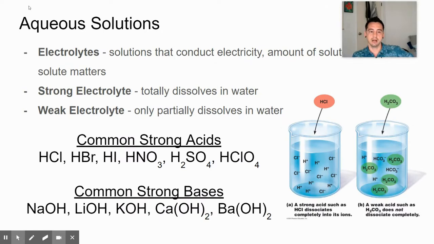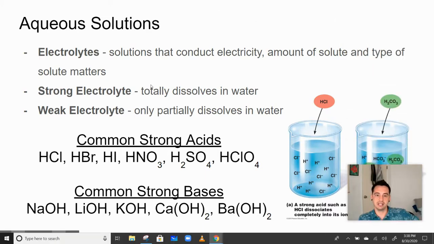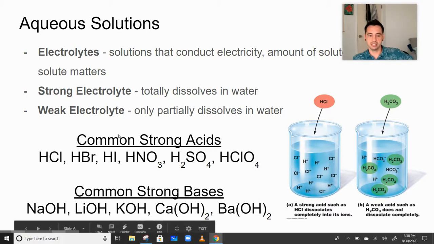Okay. When we talk about aqueous solutions, we're talking about substances that have electrolytes. And basically, electrolytes can conduct electricity. Electrolytes are the ions in solution. Okay. Strong electrolytes totally dissolve in water. Weak electrolytes only partially dissolve in water. Weak electrolytes typically do not conduct electricity, whereas strong electrolytes do. Okay. Strong acids and strong bases are usually electrolytes. So just some examples there.